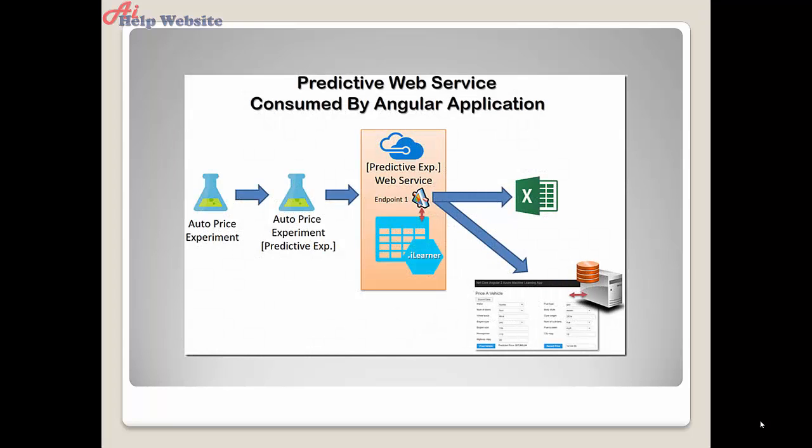Here is where we are now. We currently have an auto price experiment, which from there we created an auto price predictive experiment. We then created a predictive web service, and our Excel application and our Angular application are currently pointed to the first endpoint. So this is where we are right now.